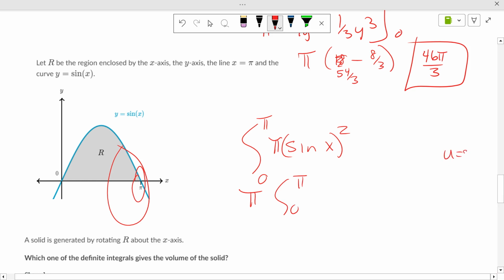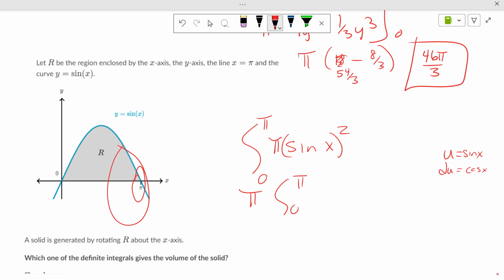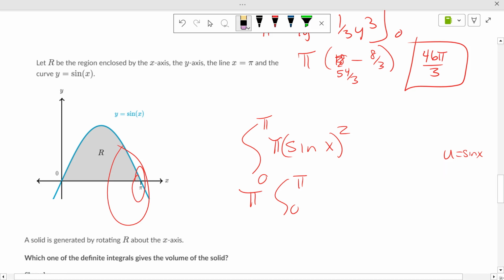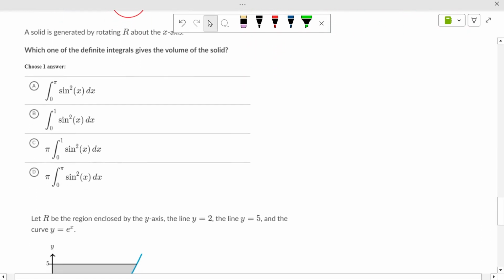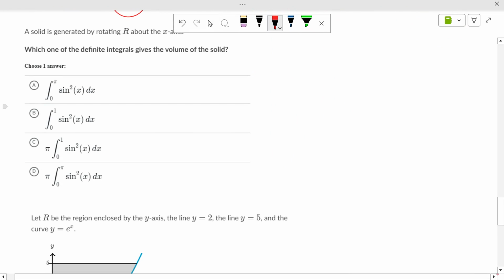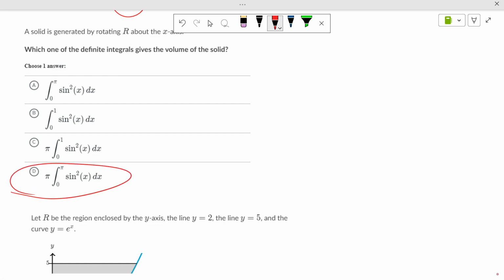So u equals sine of x. What's the first derivative of sine of x? Cosine of x. Ooh, we can't do that. Oh, how do we set it up? Because we don't have to solve it. How do we set it up? Pi r squared, pi r squared from 0 to pi. There we go. Because solving it would be really hard. That would be a calculator problem.